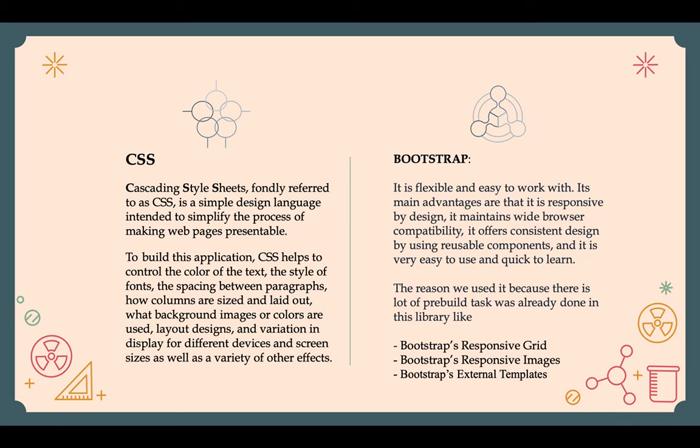CSS is basically a cascading style sheet, fondly referred to as CSS. It is simply a design language intended to simplify the process of making web pages presentable. To build this application, CSS helps to control the color of the text, the style of the font, the spacing between paragraphs, how columns are sized and laid out, what background images or colors we use in this application, layout, designs and variations displayed for different devices and screen sizes, as well as a variety of other effects.